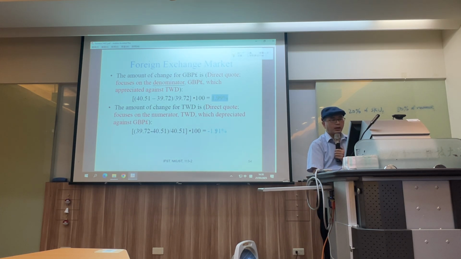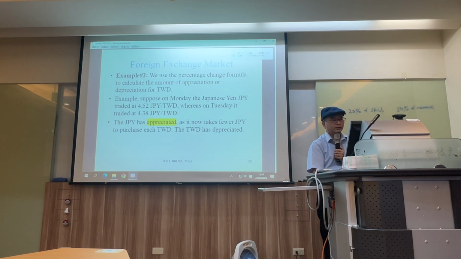Alright, so I also prepared another example. So I just try to replace with different currencies, right? So it's more fun, right? So the second example is that we use the percent change formula to calculate the amount of appreciation or depreciation for the New Taiwan dollar.